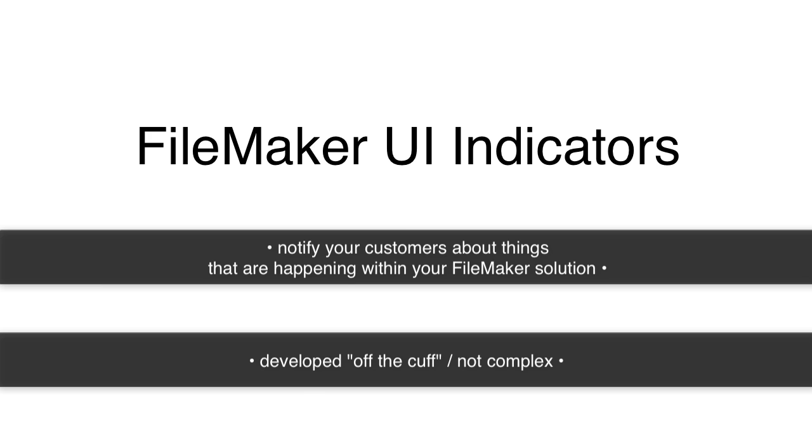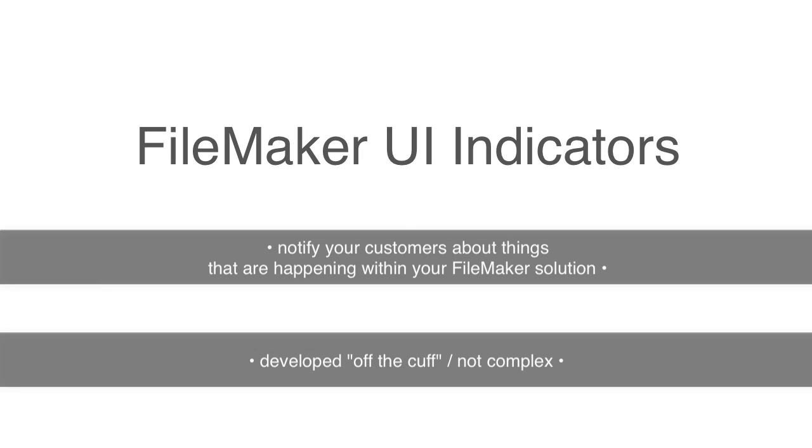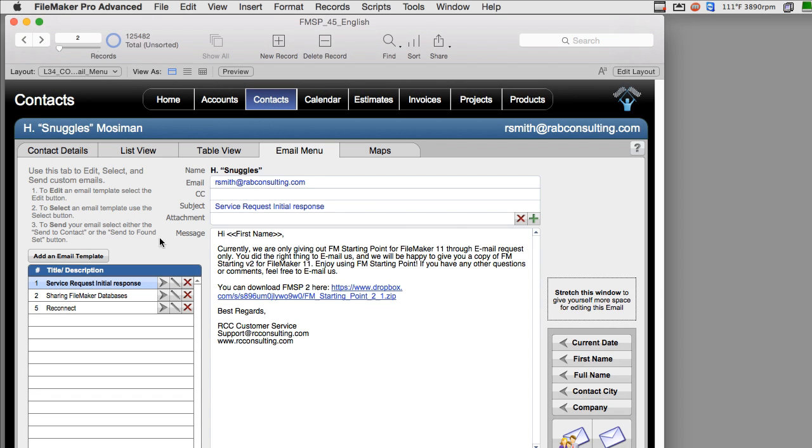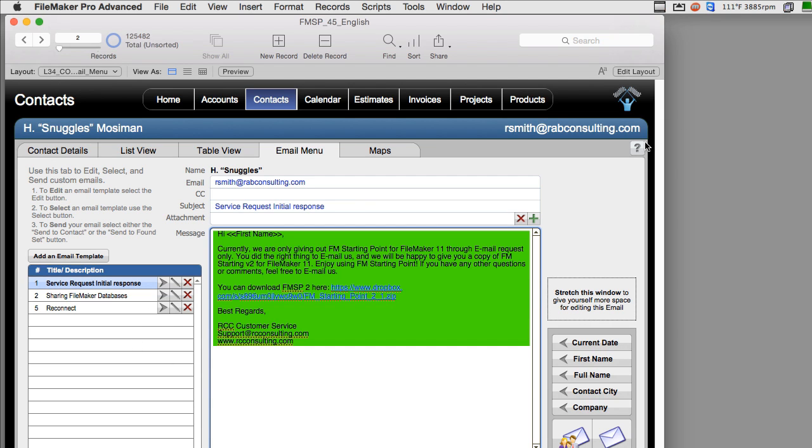It's pretty simple. What I am talking about is a real easy way to let someone know that an action has just taken place on a specific record in a shared solution. For example, you see on screen right here that we're going to send an email to rsmith@rabconsulting.com, and we have this kind of boilerplate email here that we want to send them for whatever reason.